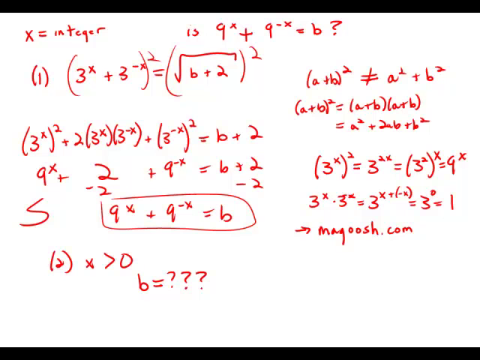And of course, we can't figure out what's going on in the equation without knowing the value of x and the value of b, or at least some relationship between them. So because we know nothing about b, statement number 2 is insufficient. 1 is sufficient, 2 is insufficient, answer choice A.